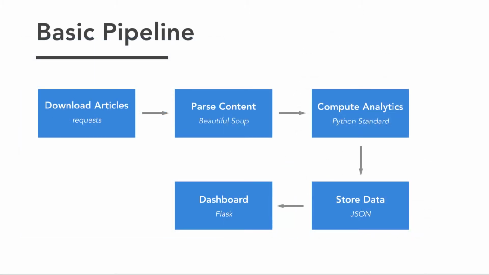Just to recap, this is our current basic pipeline. So we start by downloading the articles, then parsing the content, then computing analytics, storing the data in JSON, and then presenting that data using Flask.